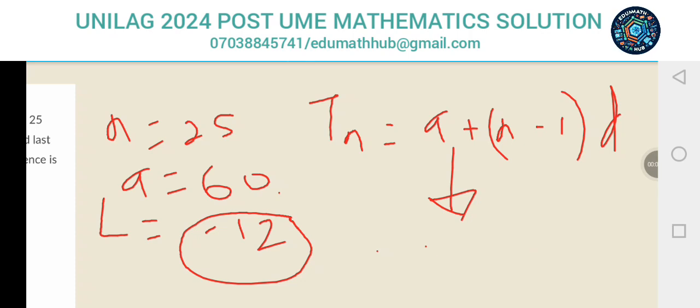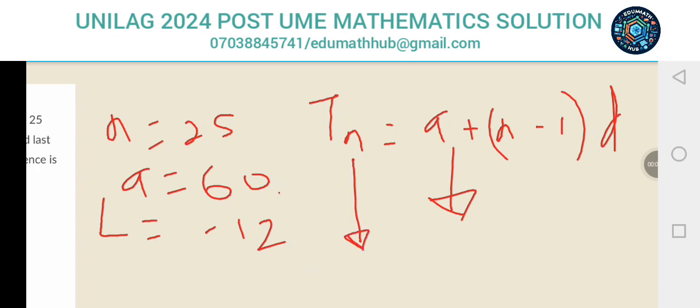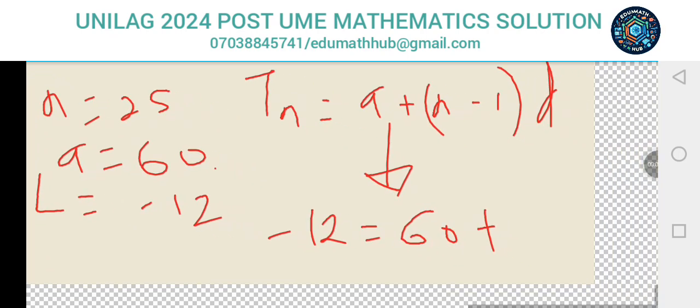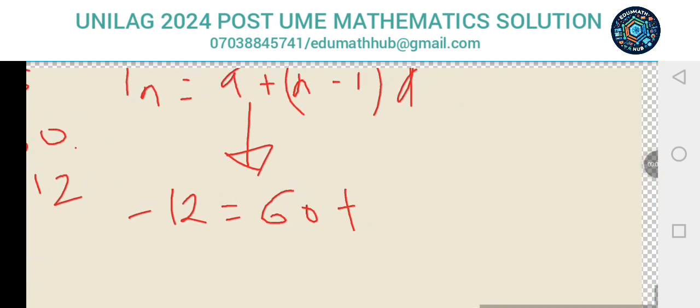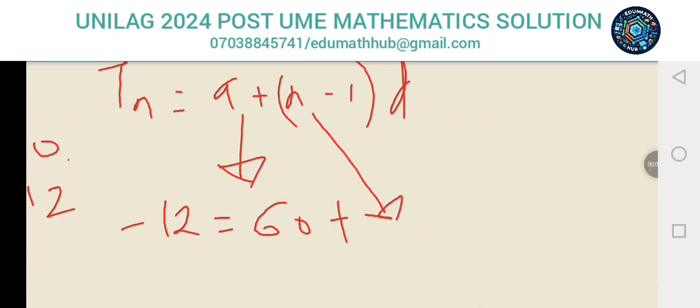Okay, so I need to know the common difference between the terms. So all I have to write is this Tn here will become minus 12. So minus 12 will be equals to the first term, which is 60. So this a is 60 here. So it is equals to 60 plus, now the number of terms in the question is 25, that is n. So I'll come here, I'll write 25 here, which is the value of n.